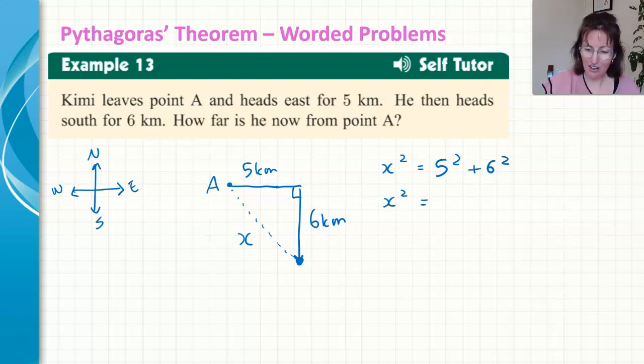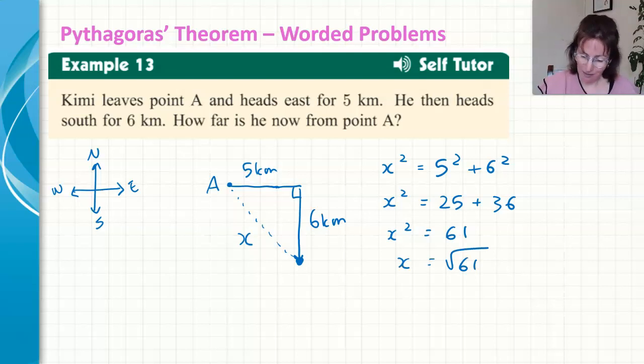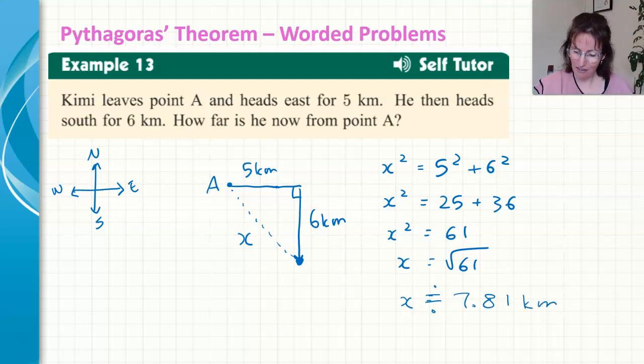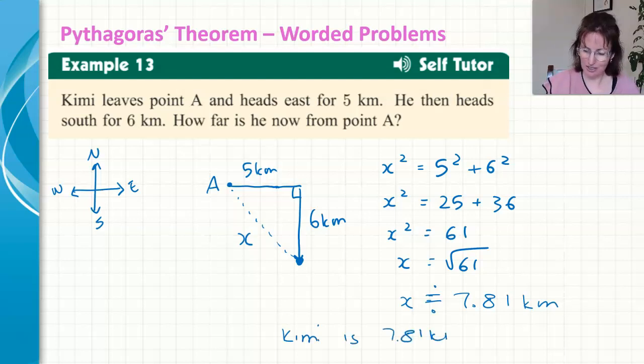So working this out here, 5 squared is 25, 6 squared is 36, and that comes to 61, undoing the square there, so the square root of 61. Let's actually work that out. It comes out to approximately, so I'm going to put the dots either side of my equals, 7.81. What units is that? Kilometres. So how far is he from point A? Kimmy is, so answer in a sentence, 7.81 kilometres from A. So those sentence answers are really important in these worded questions.